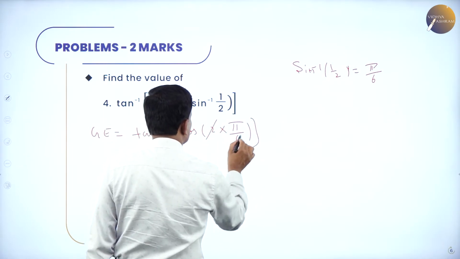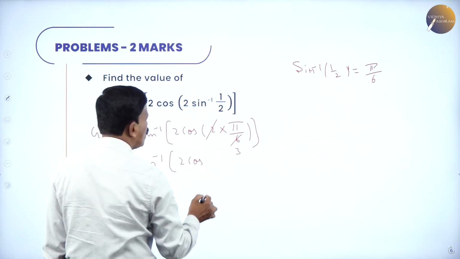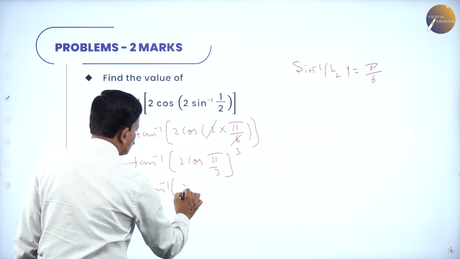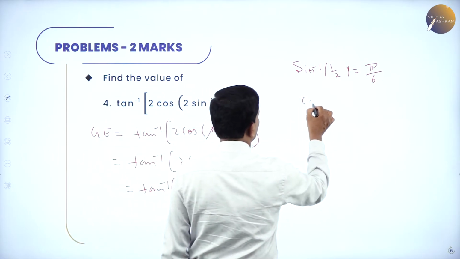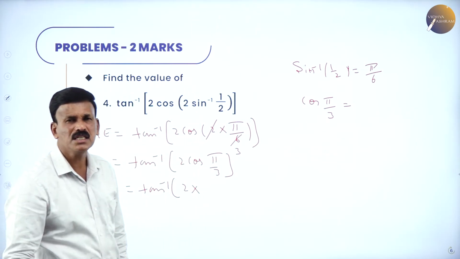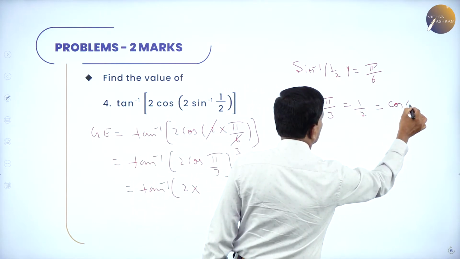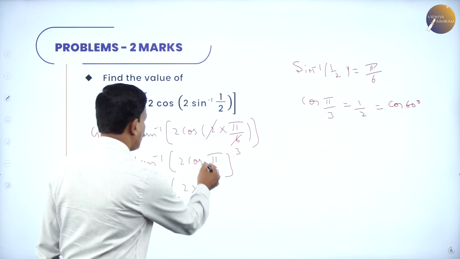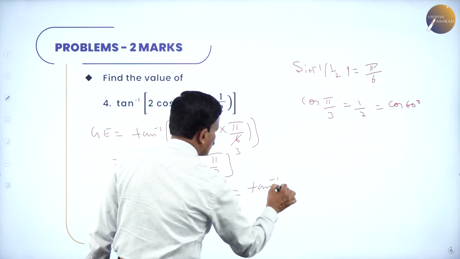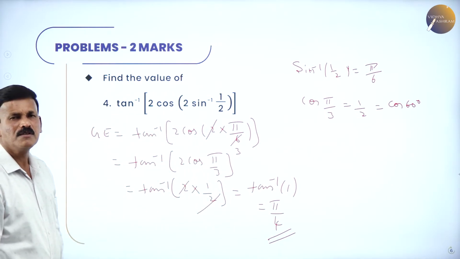Right. Now simplify this. The 2 and 3 get cancelled. This is equal to tan inverse of 2 times cos pi by 3. Now what is cos pi by 3? Pi by 3 means 60 degrees. What is cos 60? Cos 60 is equal to 1 by 2. Substitute the value. Cos pi by 3 is 1 by 2. The 2 gets cancelled. You will get tan inverse of 1. What is the value of tan inverse of 1? Pi by 4. The simplified answer for this is pi by 4.